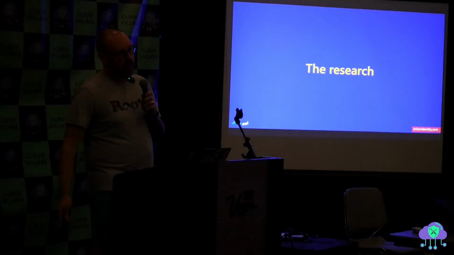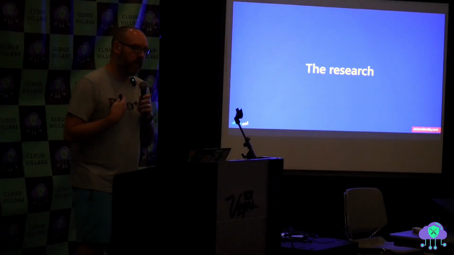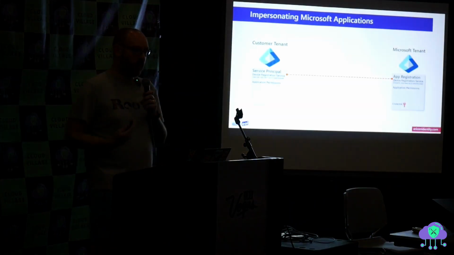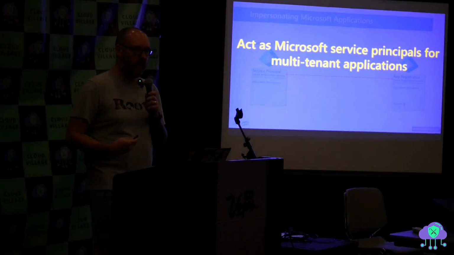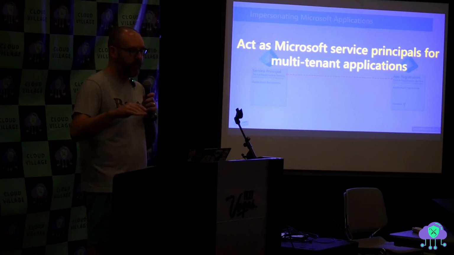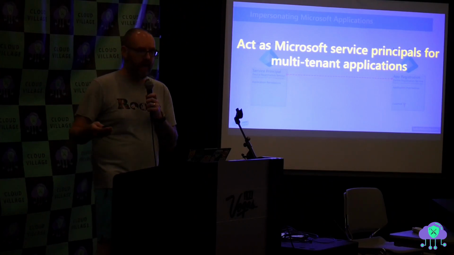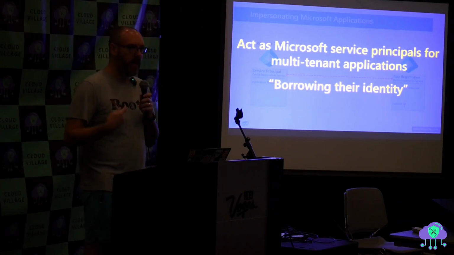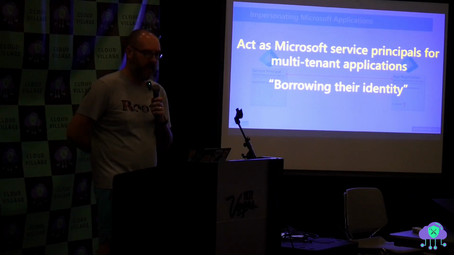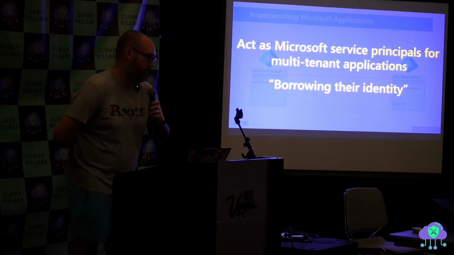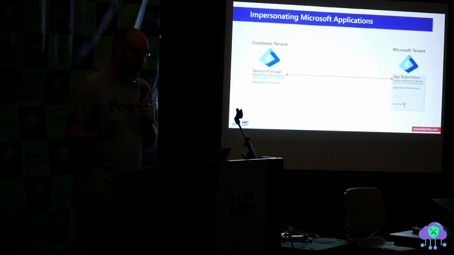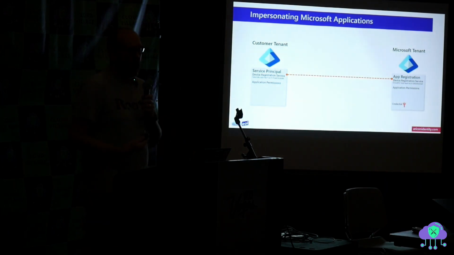So bringing this into the research, basically I was curious to impersonate Microsoft applications, but really what I want to do is act as Microsoft service principals for multi-tenant applications. That's a mouthful, but essentially, impersonate the applications, borrow their identity. From an Entra perspective, I want Entra to think I'm the Microsoft application that's doing whatever it is I'm hoping to do within Graph. So if we want to impersonate a Microsoft application, again, there's this relationship here.